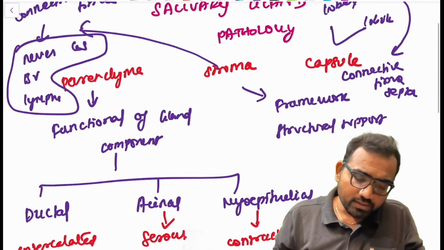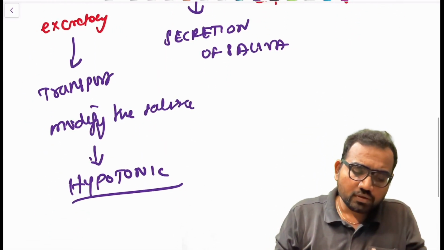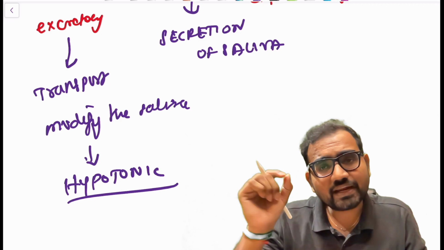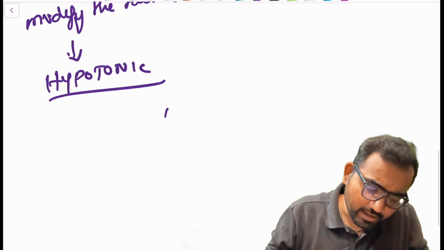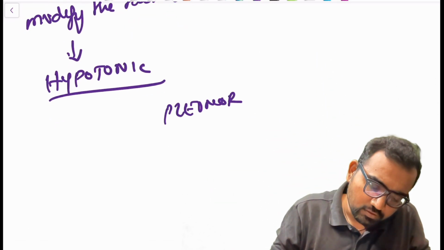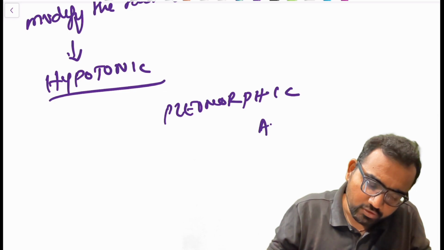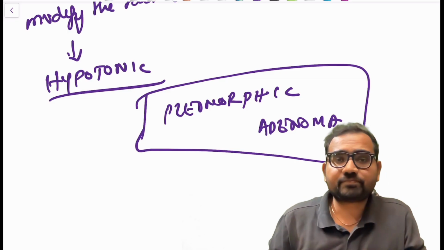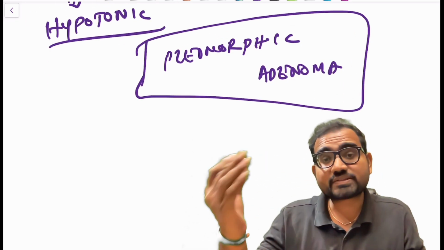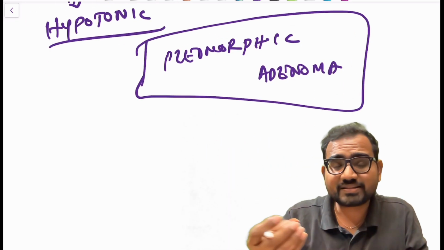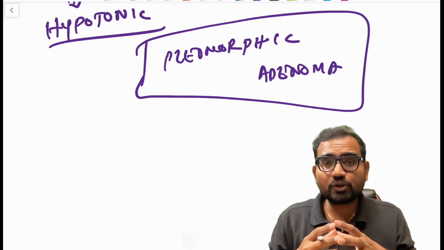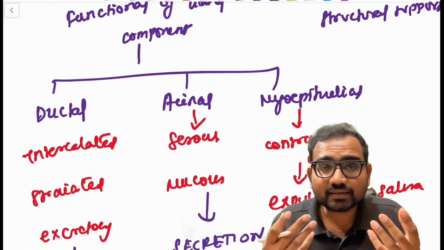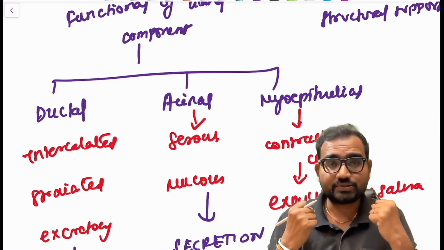Okay, now moving on. Now we are going to discuss the most common benign salivary gland tumor, which is the pleomorphic adenoma. Pleomorphic adenoma, as the name suggests, pleomorphism, multiple forms of adenoma, salivary gland tumor. Why it is pleomorphic, we are now going to understand: it has both ductal and myoepithelial components.